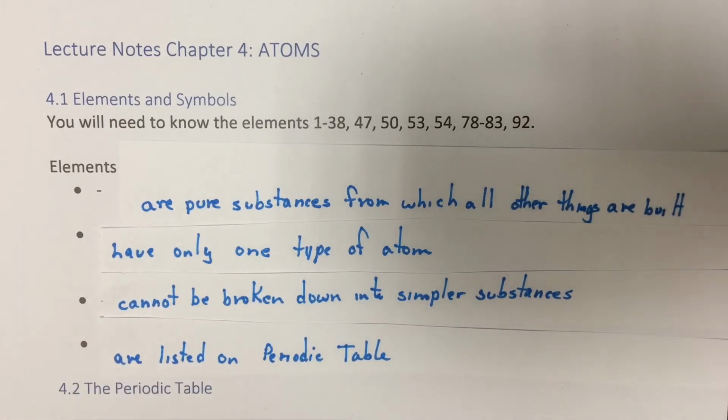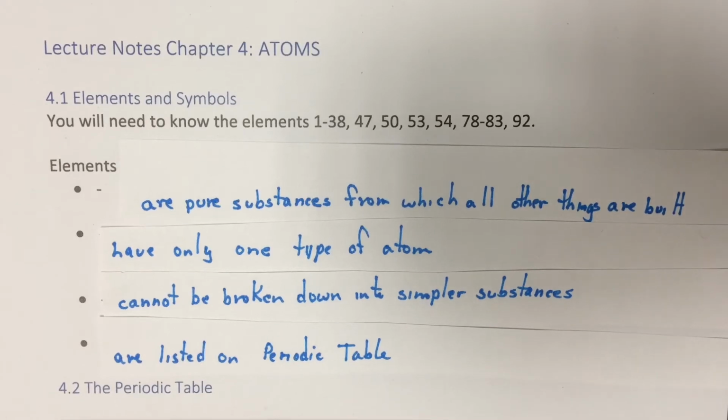So if you need to know whether something is an element or not, you can always look on the periodic table. If it's not on your periodic table, it's not an element. We used to have a lot of trouble with people thinking that water is an element because I think it's one of Aristotle's elements. And water is not an element, so it does not appear on the periodic table.